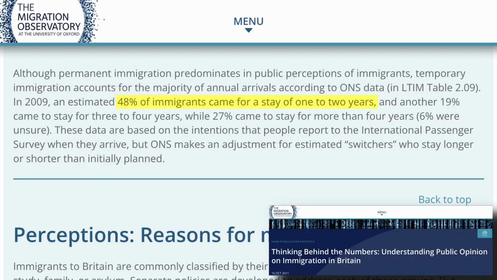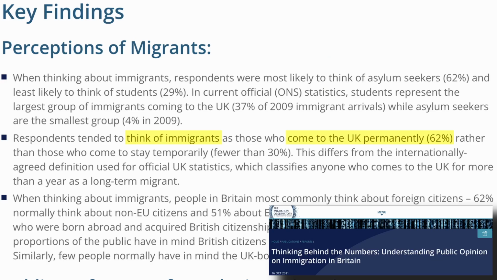In 2009, according to the ONS, an estimated 48% of immigrants, defined by length of stay, came to stay for 1 to 2 years and 19% for 3 to 4 years. But when questioned, 62% of people thought of immigration as permanent. Whether the fault is in the speaker or the writer, in those that are listening or those that are reading, the gap in mutual understanding is no small issue.